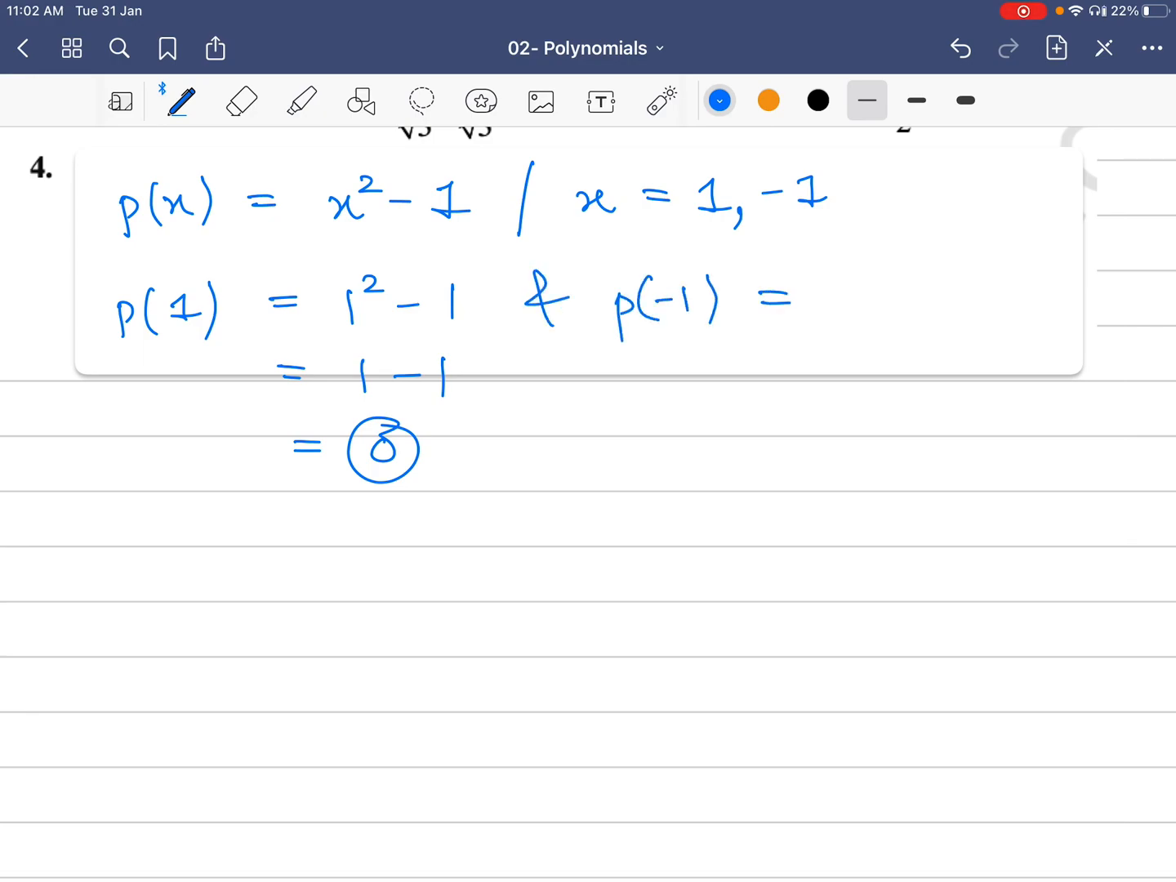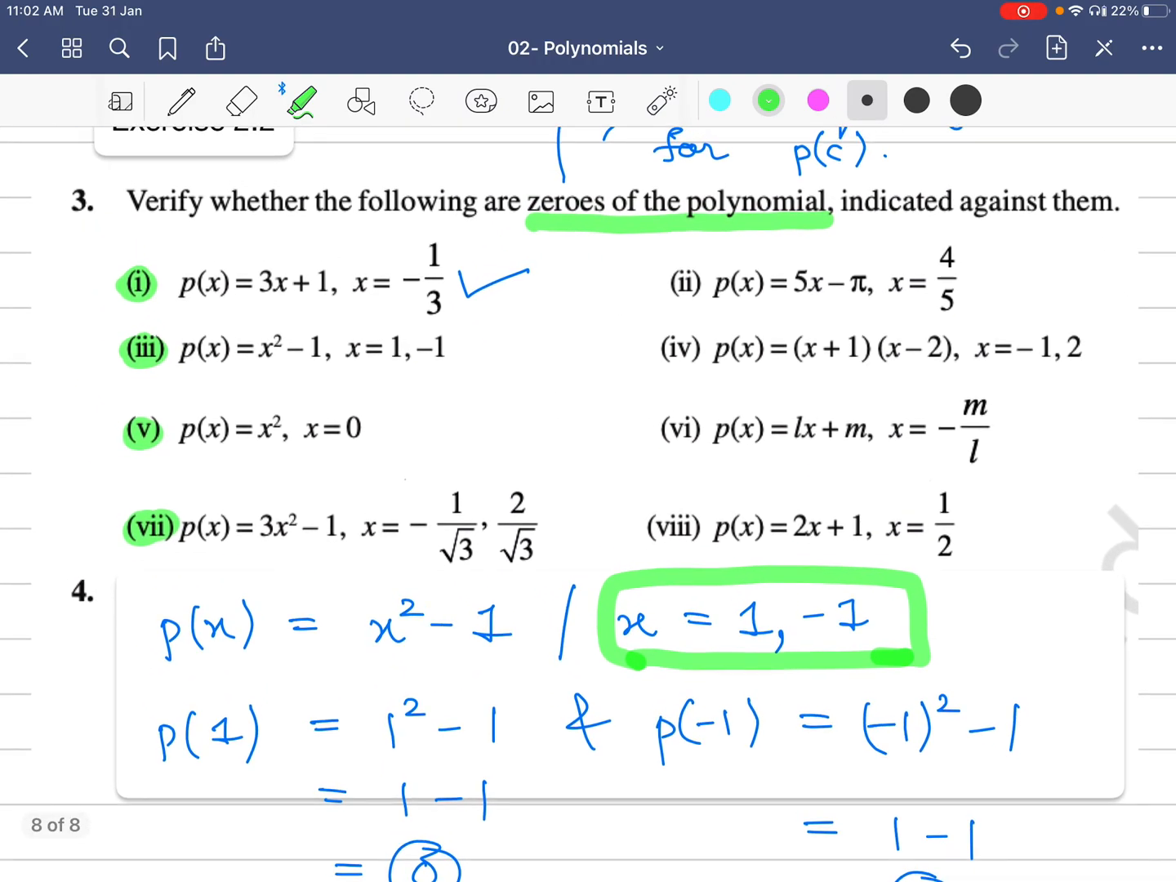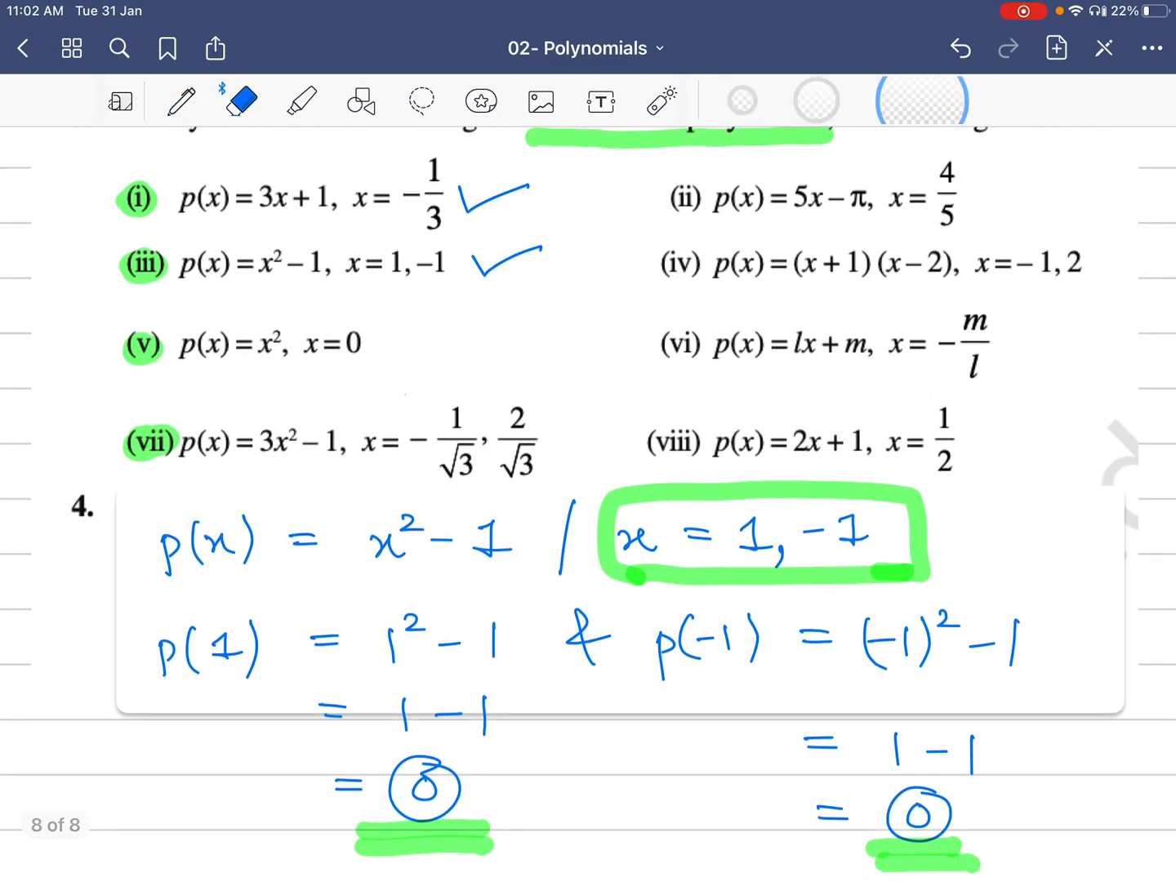So p of -1 is equal to, so wherever there's x, we substitute -1. So -1 the whole square minus 1. So -1 the whole square is 1 minus 1. That is also equal to 0. So once again, we have seen that for these two values of x, we get p of x as equal to 0, which means yes, as per the definition of the zeros of a polynomial, these values of x are the zeros of the polynomial. They are valid roots of the polynomial. So once again, I am going to mark here a tick mark, and we are going to erase this.